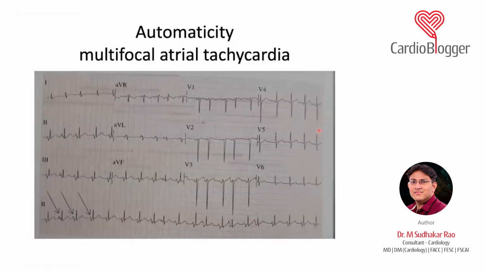Again, the same example I also see. This is a patient who has a multifocal atrial tachycardia. You can see that there is different morphology of the P wave, and that is why it is a multifocal atrial tachycardia. It is seen in patients with usually COPD and rarely in heart failure.